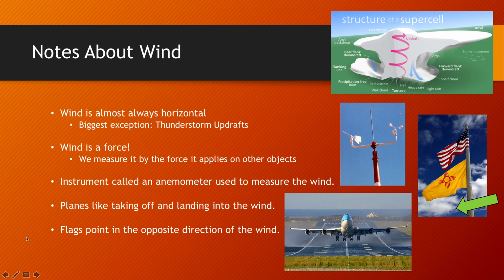So a couple of different notes about the weather. The first is that wind is almost always horizontal. By horizontal, I mean wind almost always goes along the surface of the earth, you know, from point A to point B, from Farmington to Albuquerque, something like that. And it rarely is ever vertical. It's rarely ever up and down, but the big exception to that is in thunderstorm updrafts. We've talked about thunderstorms, or we will talk about thunderstorms, and that's a lot of vertical motion, a lot of up and down movement of the wind.